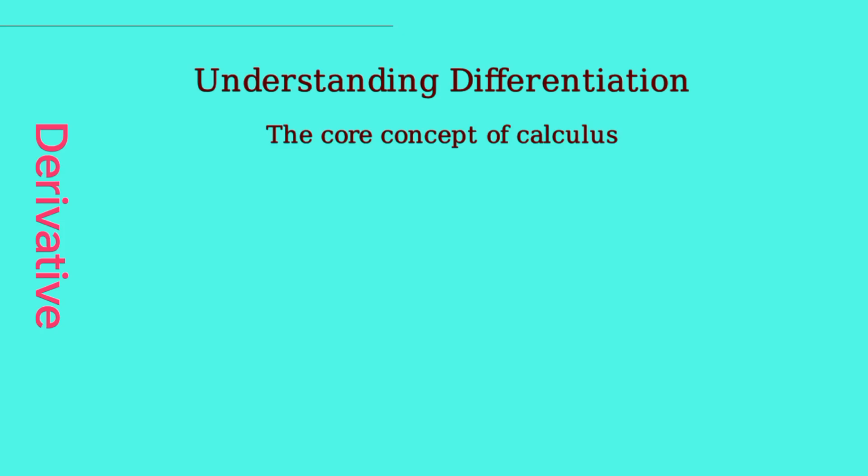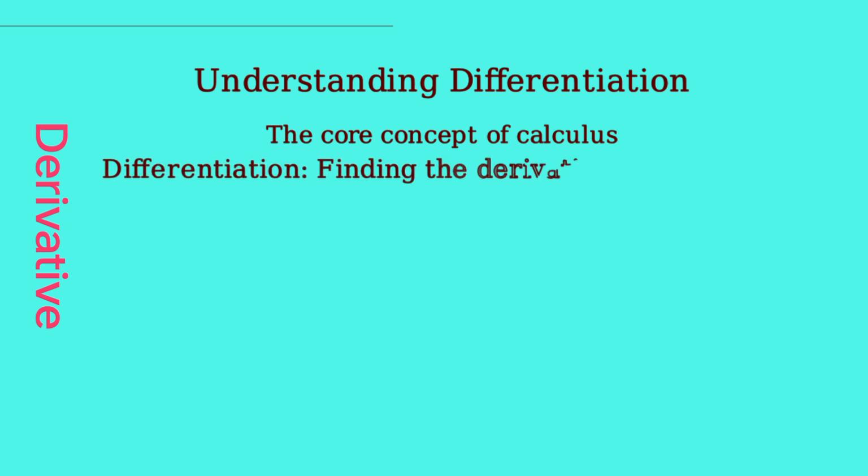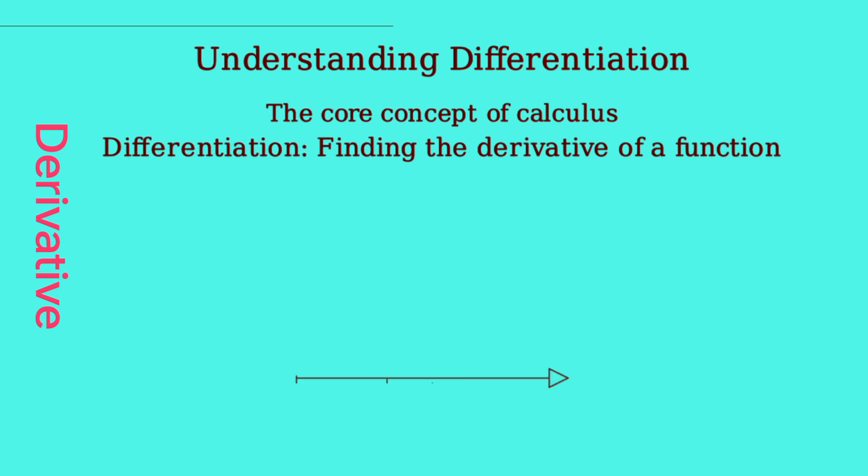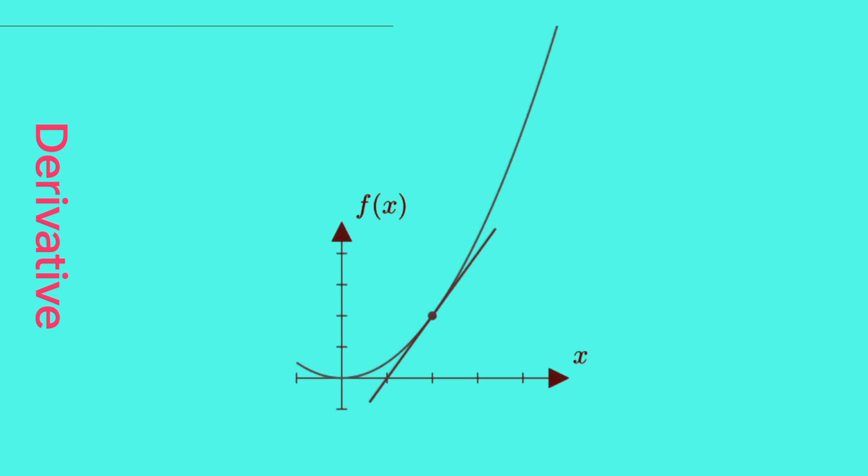In this video, we're going to explore what differentiation means, how it's defined, and how we can interpret it both geometrically and physically. Differentiation is the process of finding the derivative of a function. In simple terms, the derivative measures the instantaneous rate of change of a function's output with respect to its input. Geometrically, it gives us the slope of the tangent line to a curve at any given point.